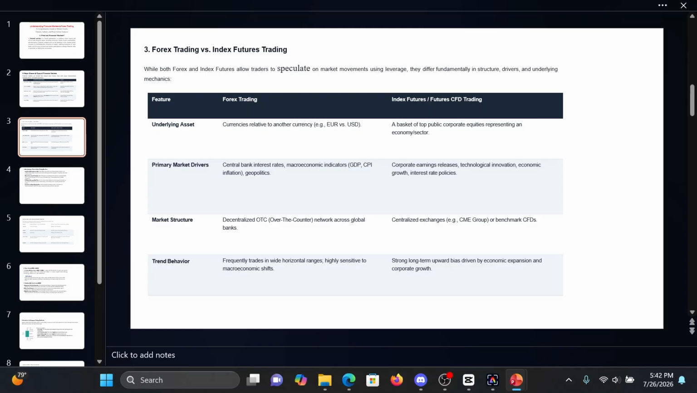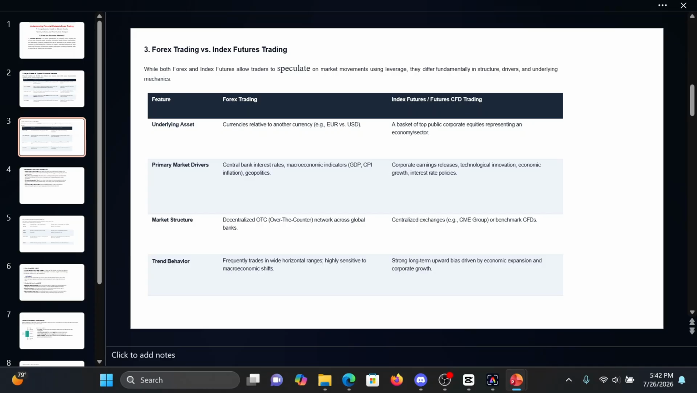They differ in the structure, and the market drivers are what drives them into movement. For example, for the indices or the futures, we shall look at what drives them later on, and then the forex. And then the underlying mechanics. So, futures.